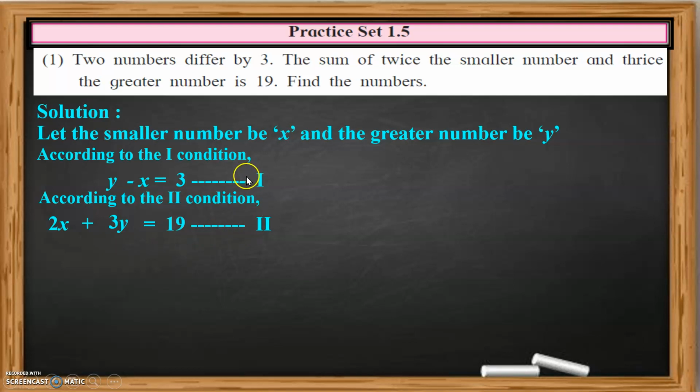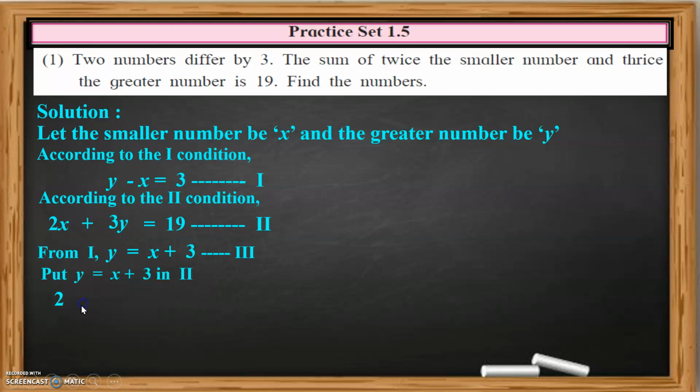Okay, now we need to solve these two equations simultaneously. There are various methods to solve it, but here I am going to solve this by substitution method. So from 1, I get y is equal to x plus 3. When I shift the x to the other side, I get y is equal to x plus 3. Now this y I am going to substitute in equation 2. Put y equal to x plus 3 in 2.